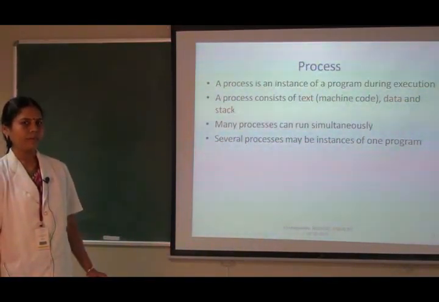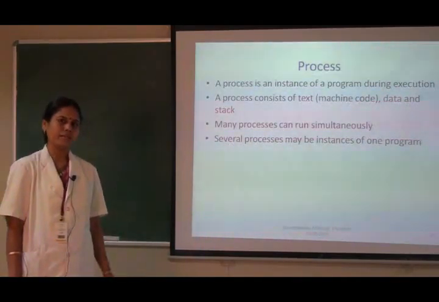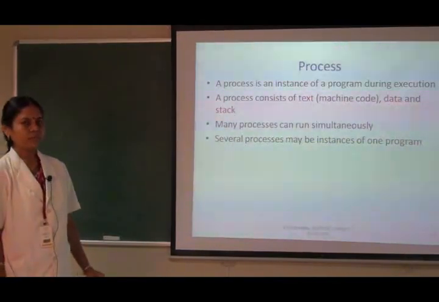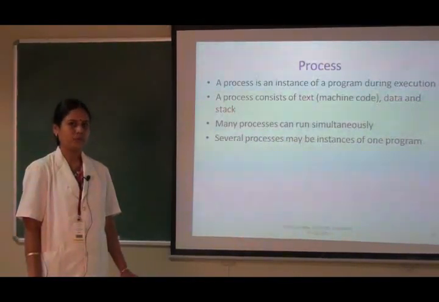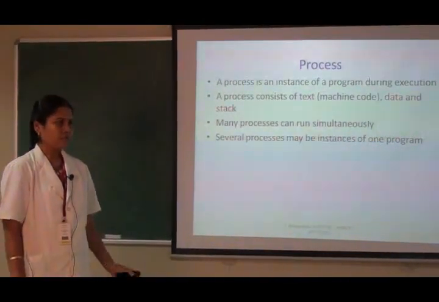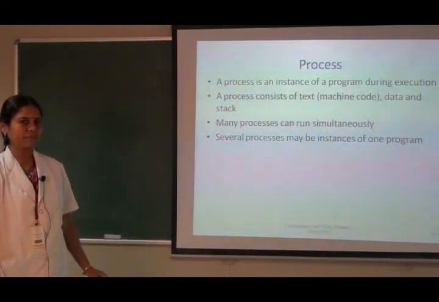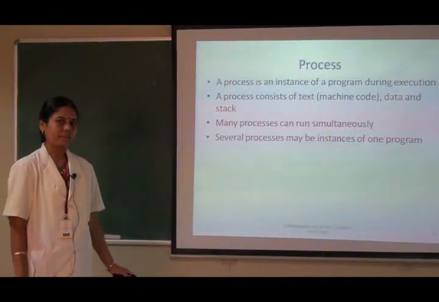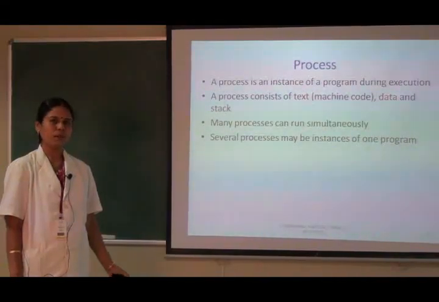Text is nothing but the instructions available in the user program. Data is nothing but the global and local variables defined in the program. Stack is where, during execution, some temporary values are stored for the context switch. So for these 3 pieces of information, memory has to be allocated for the process. Then many processes can run simultaneously, and several processes may be instances of one program also.